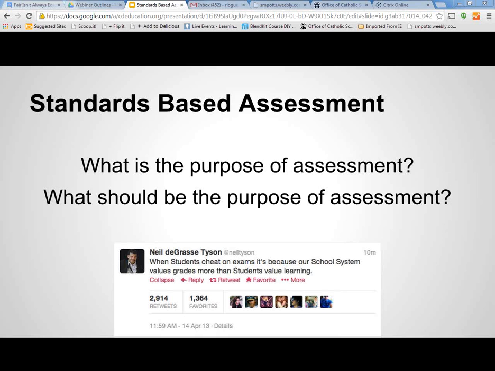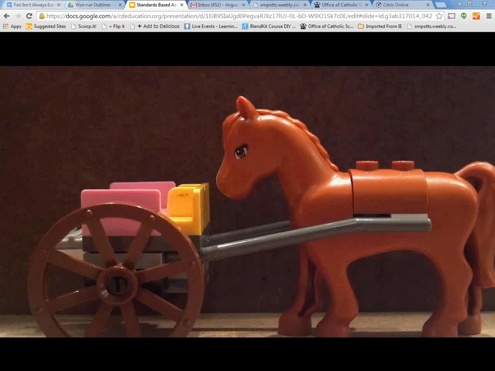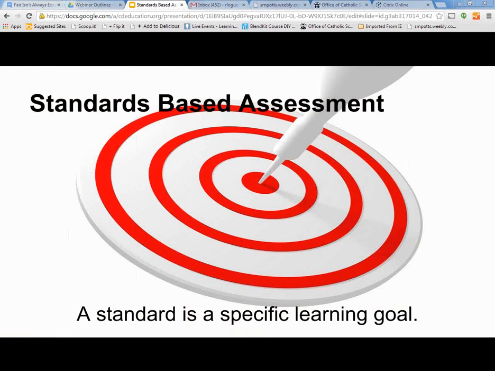The reporting is also a very valid factor. We do need to report out. We do need to have accountability. But it's very important that our reporting out of how a student is doing is accurate. So let's just put this here. Standards-based assessment reports student proficiency as it relates to specific standards. That's it. We take a look at the standards and say how a student is doing in each individual standard. But when we take a look at that, that's really kind of putting the cart before the horse. Get it? Cart before the horse. Because in order to be able to assess students on standards, we first need to be able to teach students on standards.